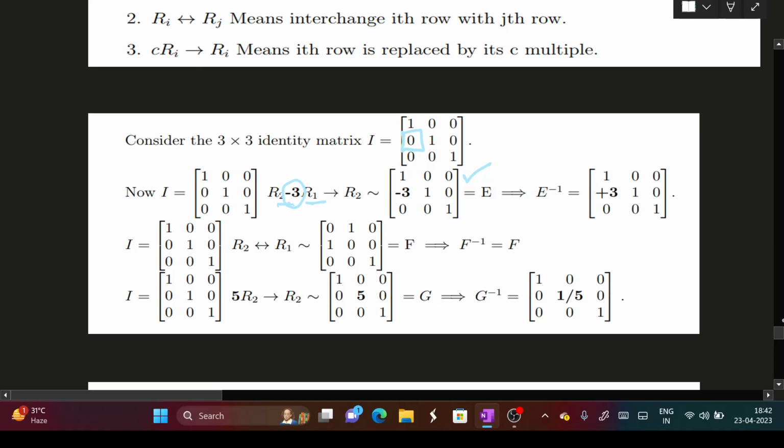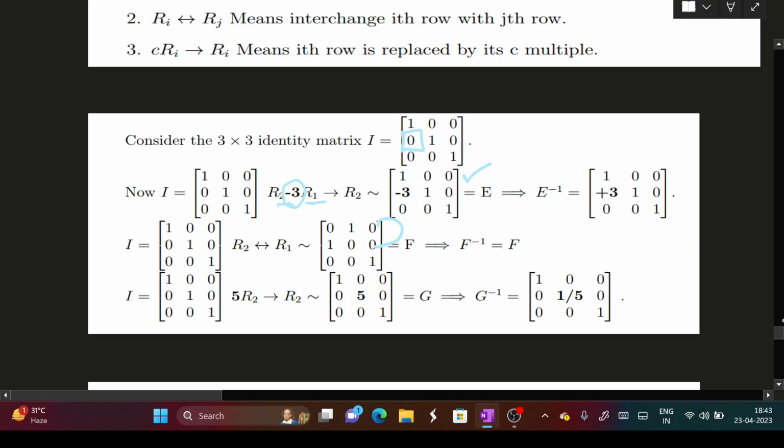Okay, then another row operation is row interchange. So if I am doing row interchange between 1 and 2, what am I getting? Observe what we have done, R2 interchange with R1. So what we got is the first row interchanged with the second row of the identity matrix, which is my F. So in this case, its inverse is also the same. That means after doing the same interchange operation again, that is if I interchange the first row with the second row, I will get my identity matrix back.